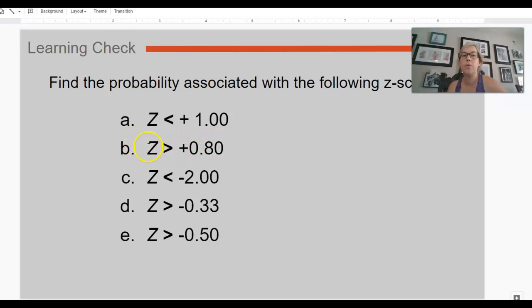So B is asking for what is the probability associated with a z-score greater than 0.8. So when I draw and shade, I would want to go ahead and have the shading area above the 0.8. Remember, z-score of 0 is the center. So I'm asking for greater than. So the first thing I want to do is draw and shade. That's going to help me figure out, did I do it right with the z-score calculator?